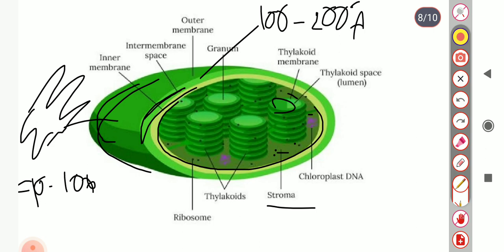This is all about the structure of chloroplast. You can see these are the grana. All the grana are like this type of structure.